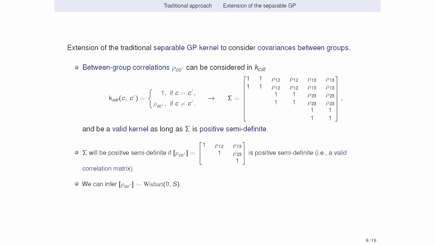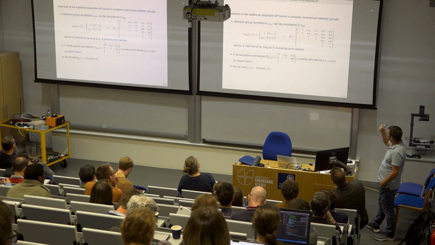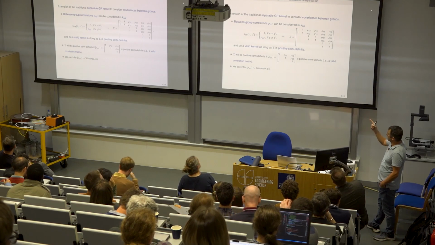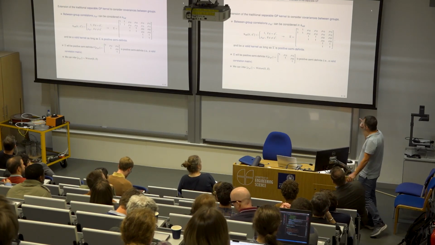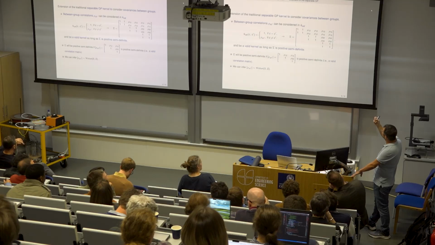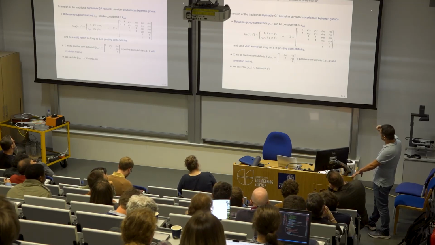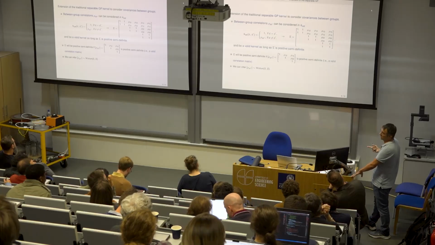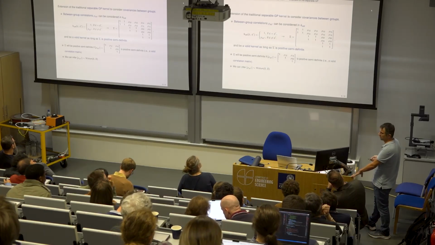However, this traditional separable GP, although it has not been commonly seen in practice, is easy to extend to consider correlations between groups, or covariances between groups, just by considering certain covariances between observations belonging to different groups in the categorical kernel. This kernel will be a valid kernel as long as the covariance matrix is positive semi-definite, and this will be the case if the covariances between the groups form a valid correlation matrix. And this is straightforward in Stan, for example, or in probabilistic programming.